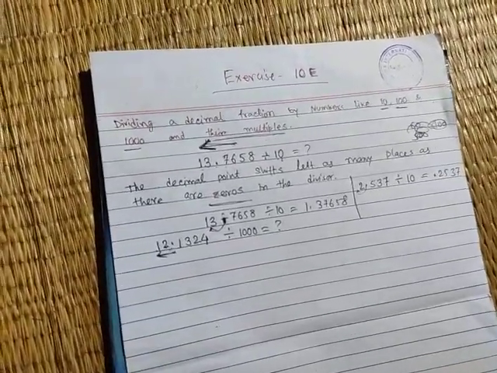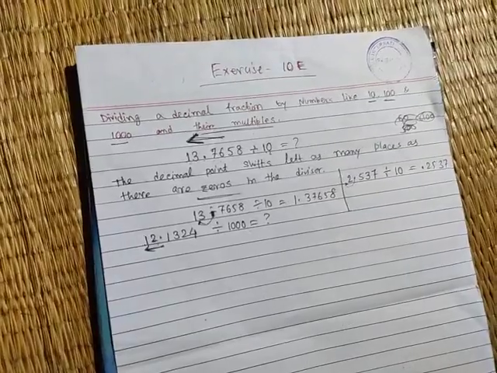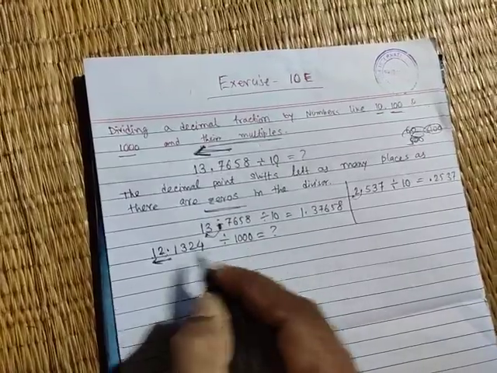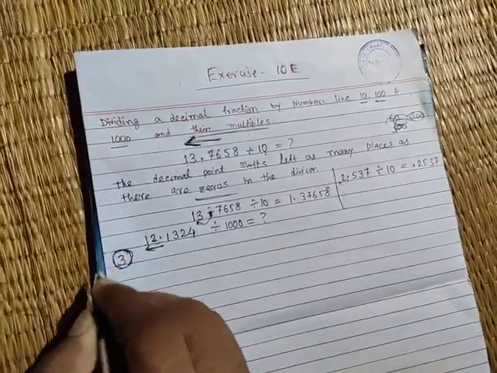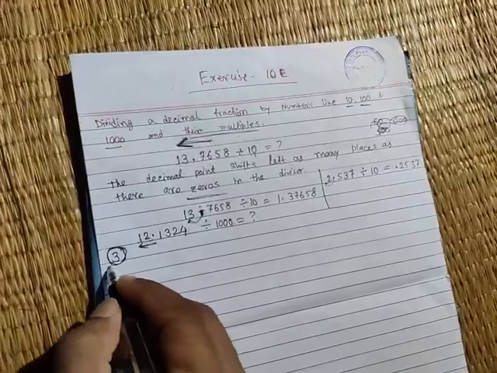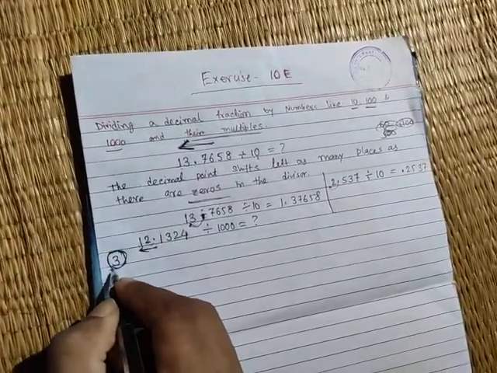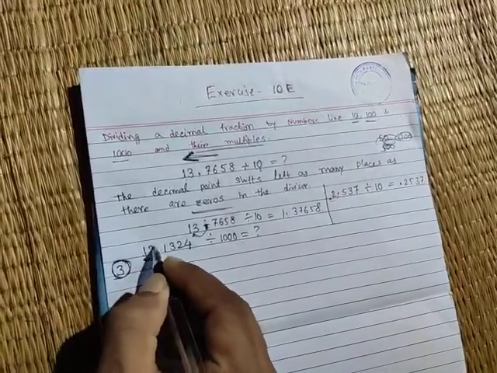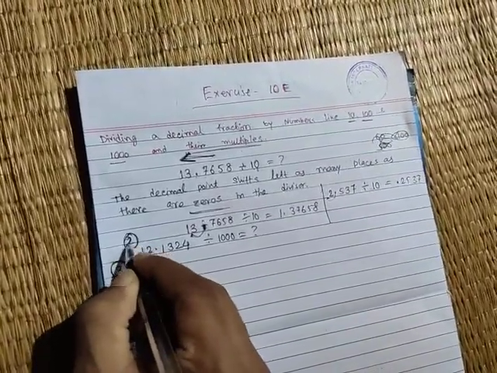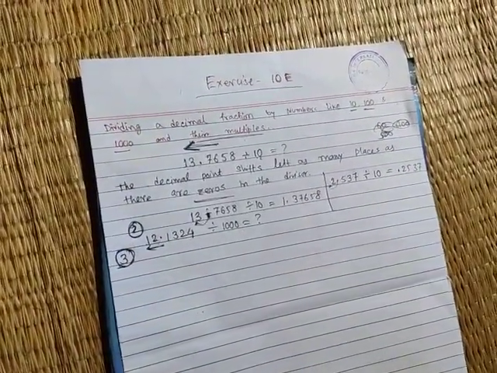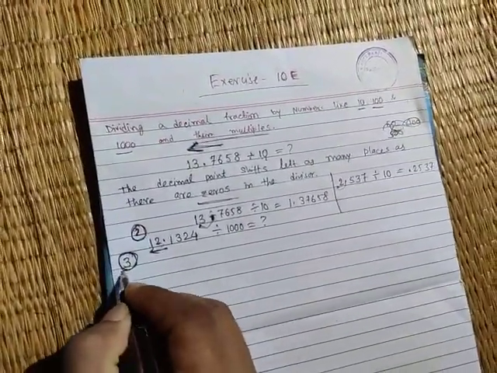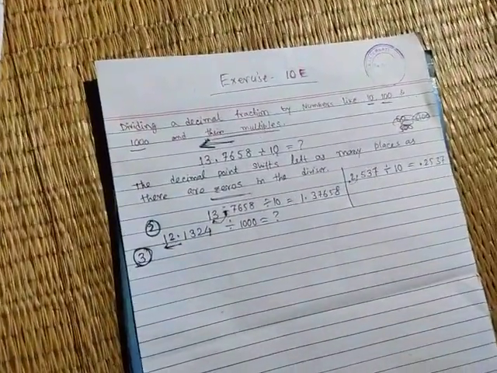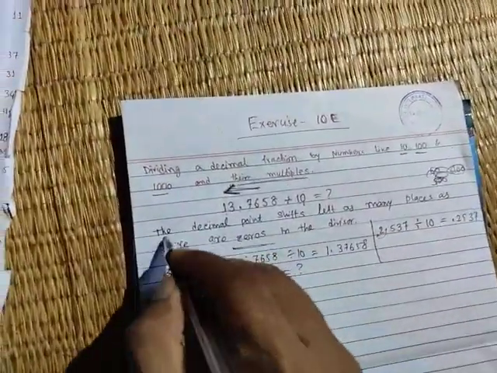So just listen to this line carefully. If the number of places to shift, here how many places? I have to shift 3 places. So if the number of places to shift is more than the digits, here how many digits in front of the decimal point? 2 digits. Clear? I have to shift the decimal point by 3 places, but I have only 2 digits in front of the decimal point. So you have to understand this line, very important.